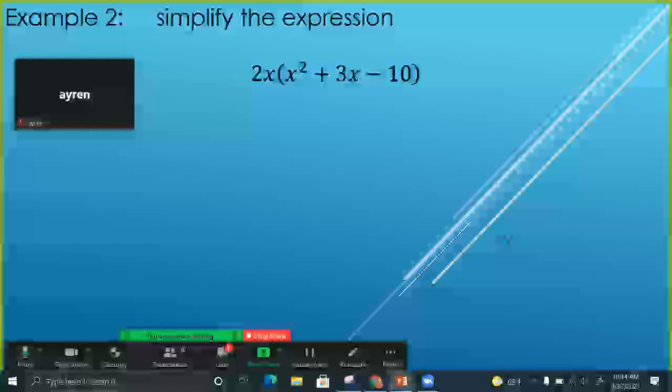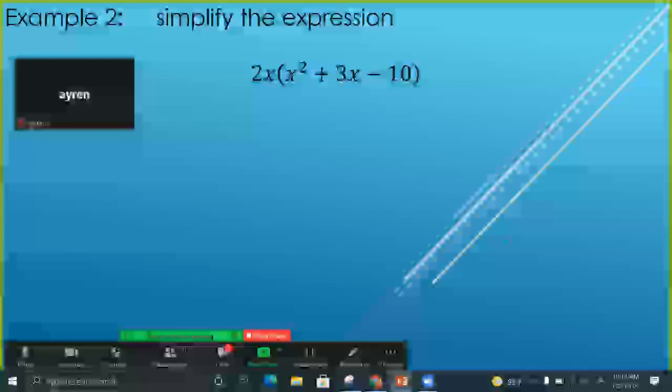Here's example 2. It just says simplify the expression. What do we have? 2x times a trinomial this time. 2x times x to the second power plus 3x minus 10. So we need to multiply the 2x times every term on the inside. So we're distributing it to everything. That's three multiplications this time because there's 3 items inside the parentheses.